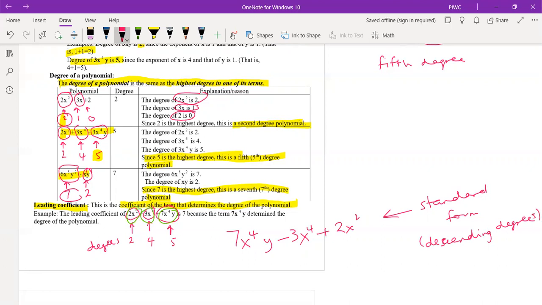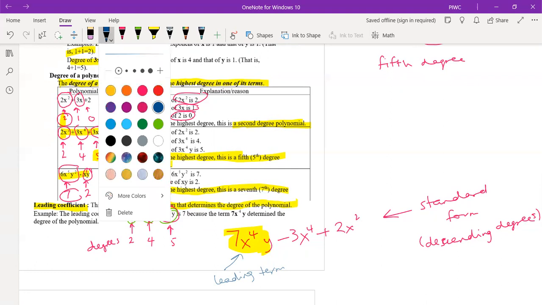So the leading coefficient will be the coefficient of the leading term. The leading term is the one with the highest degree, the term that leads in the standard form. So this will be the leading term, 7x^4y. And then the leading coefficient will be the coefficient of that leading term. So what will be the leading coefficient here? The leading coefficient here will be the number 7.